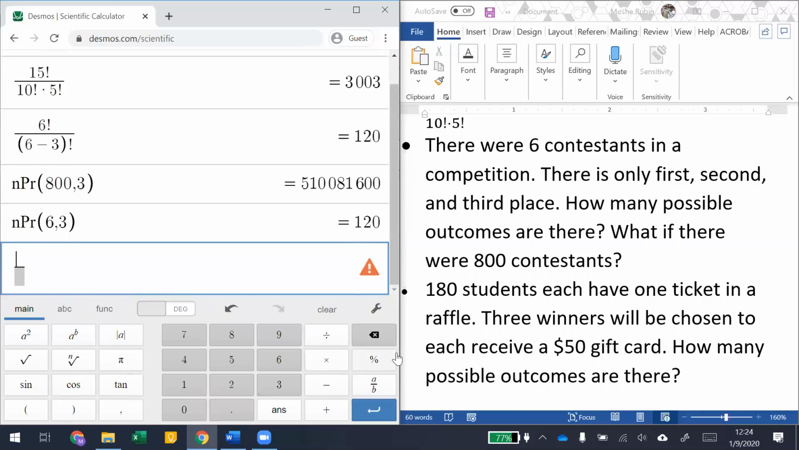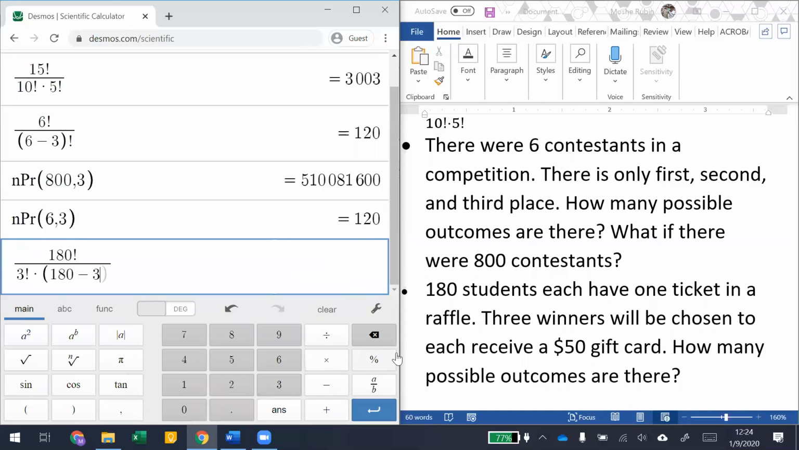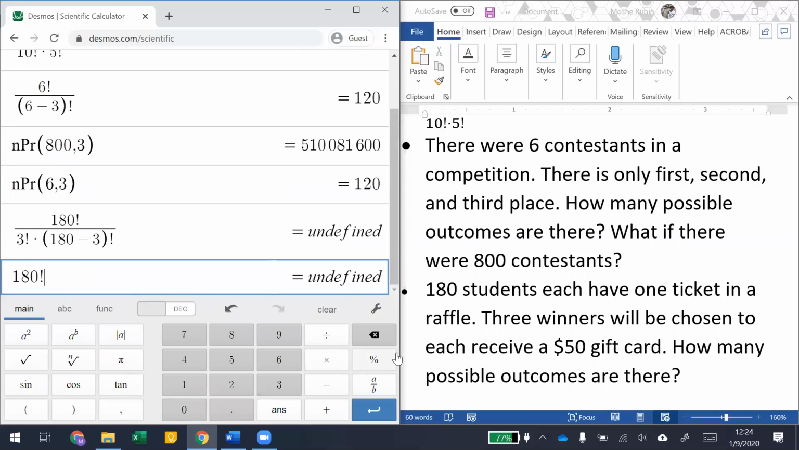If I try to type into my nCr formula, which is 180 factorial up top, over 3 factorial, because I'm picking 3, times 180 minus 3 factorial, I get undefined again. And I can check, 180 factorial is also too big for Desmos. I can't do this problem with the formula even if I wanted.